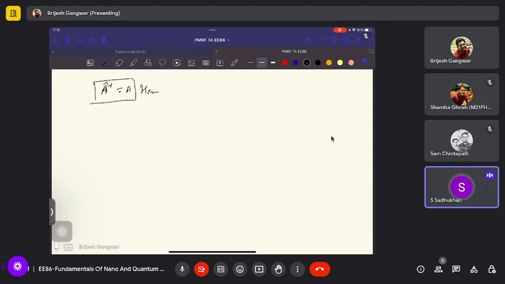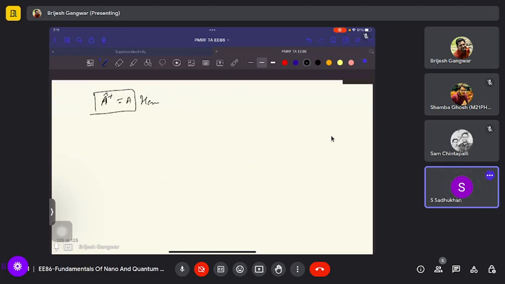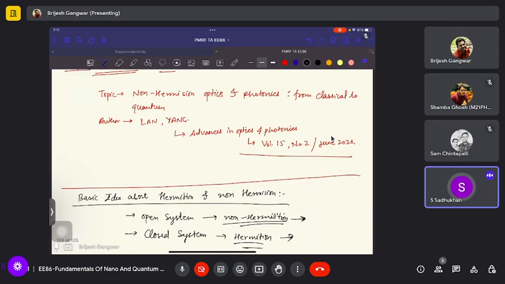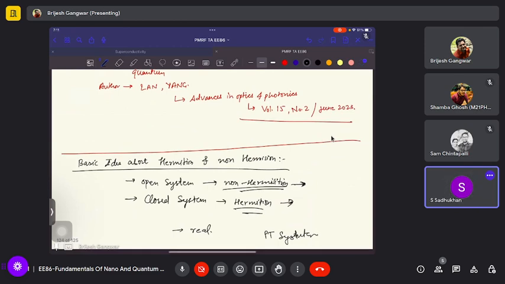Sir, excuse me. Can you just go to the previous page? Yeah, sir, at the end of this page, you showed the difference between the real and PT symmetry system. This thing I couldn't understand. Can you please just explain it once again?